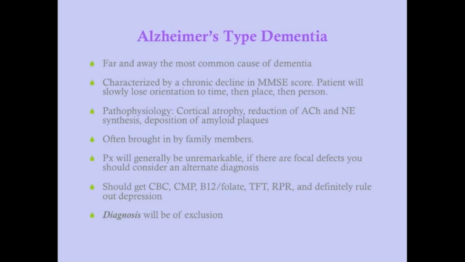And because we want to exclude other causes, we're going to want to get a CBC. That's going to help us exclude possible causes from infectious process. We're going to want to get a CMP. We're going to want to get a B12 and folate because there are processes that look like dementia, particularly Wernicke-Korsakoff syndrome, that are caused by alcoholism. And so we want to check for B12 and folate levels to exclude that. We want to get thyroid function tests, and we want to get an RPR to exclude neurosyphilis. And definitely we're going to want to rule out depression to exclude pseudodementia. And the diagnosis will be of exclusion.